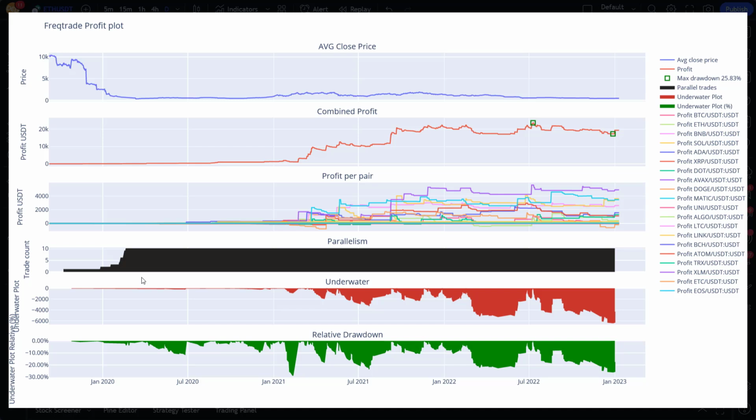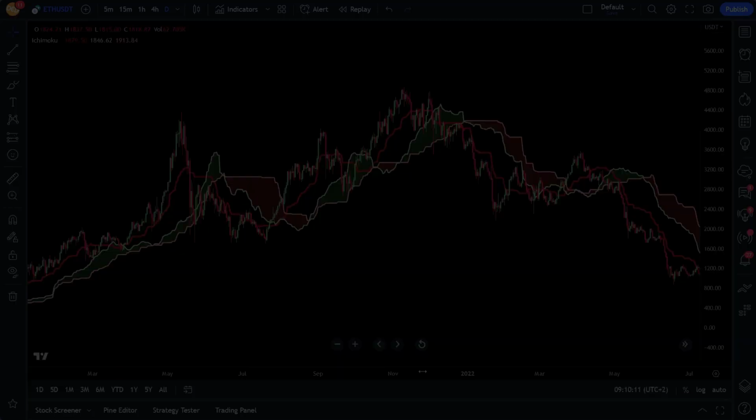Finally, the underwater and drawdown plots show some cyclical patterns, which I recognize are somewhat comparable with the market's bullish and bearish cycles. Also, do not be mistaken by the depth of these drawdowns. At some point it's not lower than 25%, so be aware of the resolution of this chart.